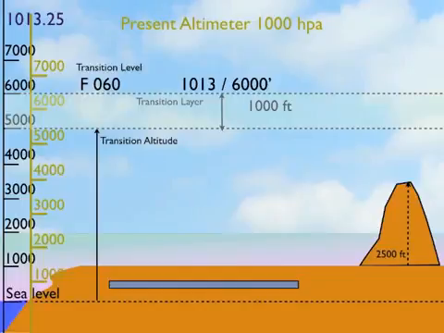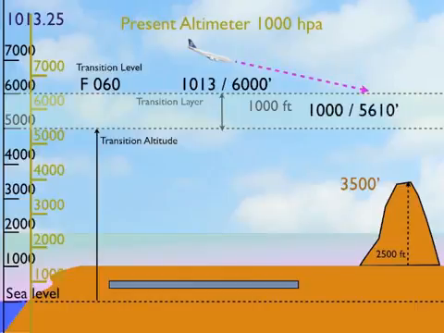Super. Let us take the case of a descending aircraft. The obstruction is 3,500 feet above mean sea level. A descending aircraft changes over to local QNH, which is 1,000, and its height will change to 5,610 feet. Notice that the separation is just about 2,600 feet.